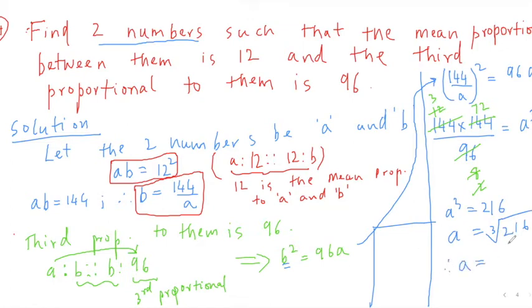Therefore, A is equal to 6. So we found what A is. And you know that B from here itself, B is equal to 144 by A, right? Yes, sir. Therefore, B is equal to 144 by 6, and that is, I think, 24, right? 144 by 6. Therefore, B is equal to 24. So these are the two numbers.